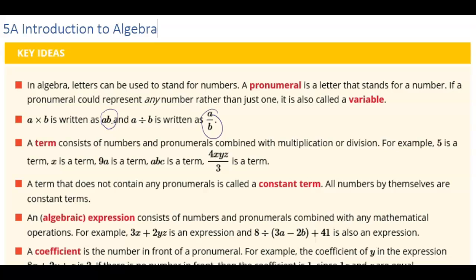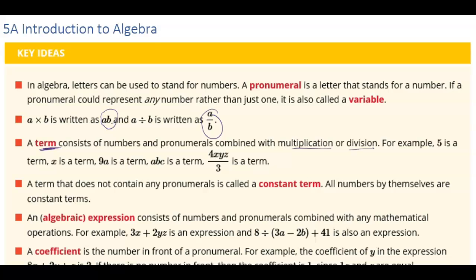Third point, a term consists of a number of pronumerals combined with multiplication or division. That's important to remember. So there's our third word. We had pronumeral, variable, and now we've got term. A term consists of numbers and pronumerals combined with multiplication or division, or a combination of both. For example, 5 is a term, X is a term, 9A is a term, ABC is a term, and 4X, YZ over 3 is also a term.